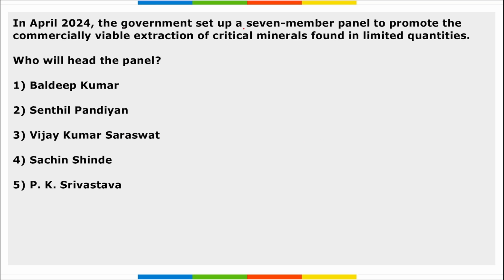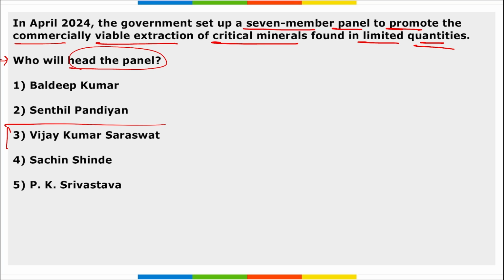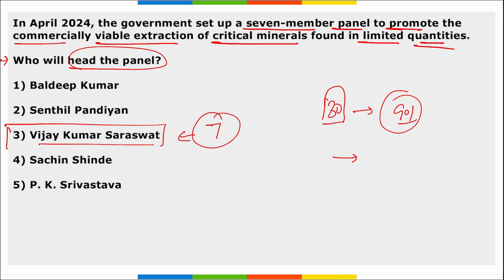Next, in April, the government set up a 7-member panel to promote the commercially viable extraction of critical minerals found in limited quantities. The question asked here is, who will head the panel? It will be headed by Vijay Kumar Saraswat. This is a 7-member panel, basically to propose legislative measures and promote the commercially viable extraction of critical minerals found in limited quantities. And we know a list of 30 critical minerals has been approved by the government of India that will help in the economic development of our nation.